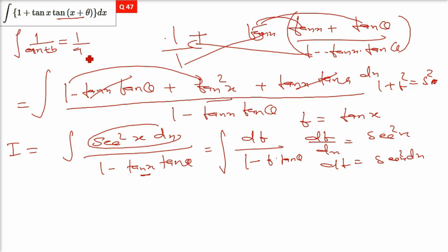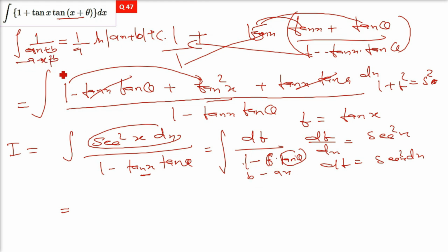The integration is 1 by a ln modulus of ax plus b. If it is 1 by ax minus b, it will be 1 by a ln ax minus b. If it is 1 by b minus ax, in this case, see, 1 minus t tan theta is almost equal to b minus ax, so it will be minus 1 by a ln modulus of b minus ax. So just assume it to be b minus ax, where b is 1, a is tan theta, and x is t here, because t is a variable, because we have taken t as tan x. It was all initially x. We assumed t to be tan x, so we have introduced t, which is a variable.